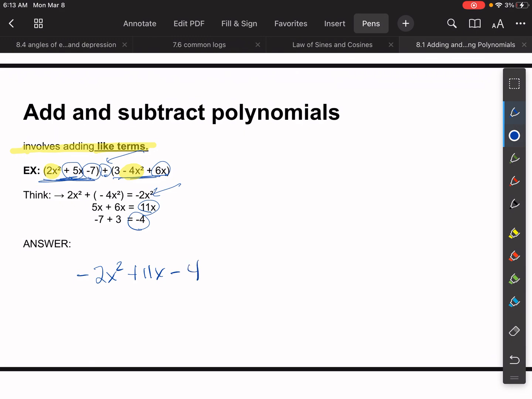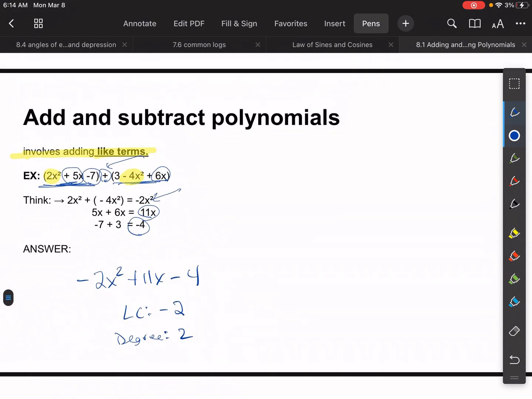And if they ask you more things like what's the leading coefficient? Leading coefficient now you should know is negative 2. The degree of this polynomial is 2. Okay, we should know all of that now.